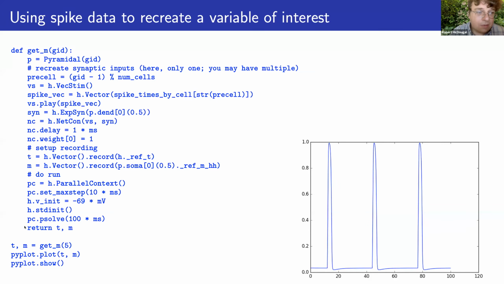I can just call my function and say, okay, tell me what cell 5's m gating variable was. Then I'll have my time series and I can plot it. But I could just as easily grab cell 2's, cell 7's, or cell 396's. I don't have to simulate the entire network. All right.